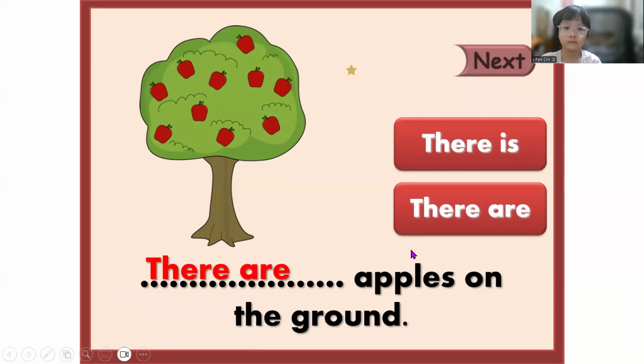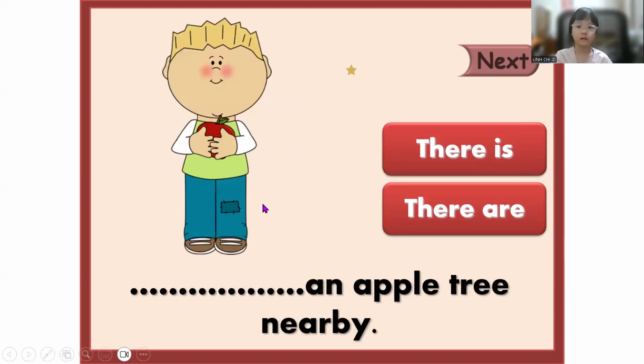Okay, now Mary, can you tell me why do you use there are? Because on the tree it has 10 apples. Very good. You're smart. Okay, what about this one, Mary? There is an apple tree nearby. Very good.